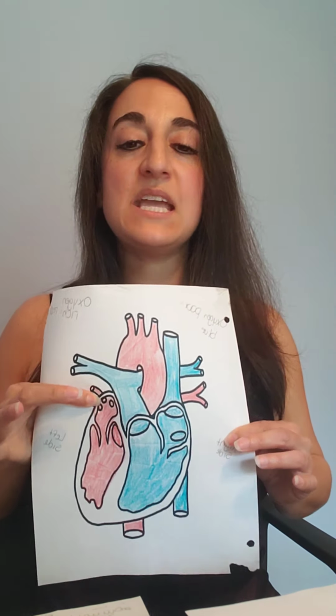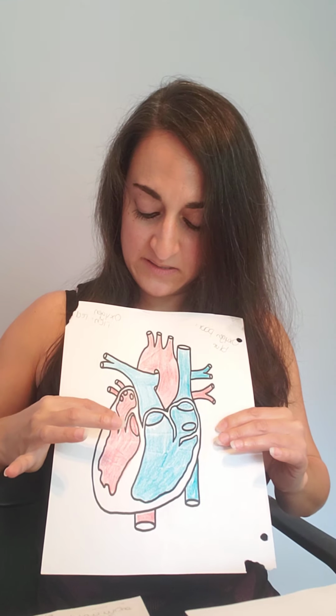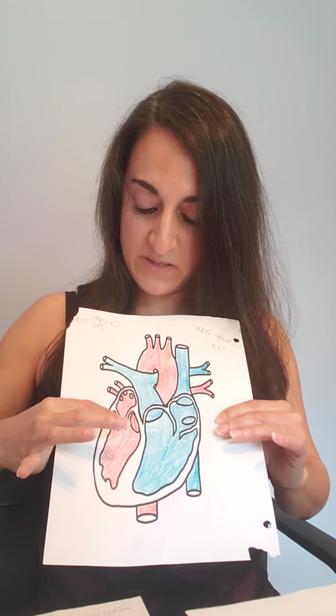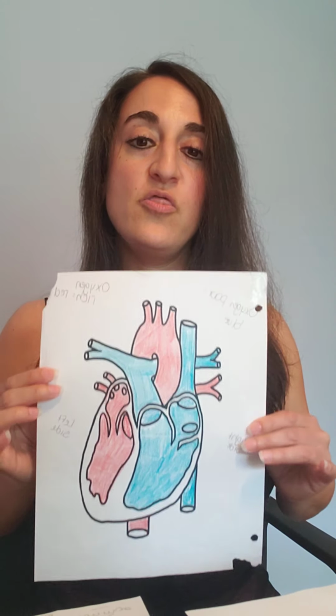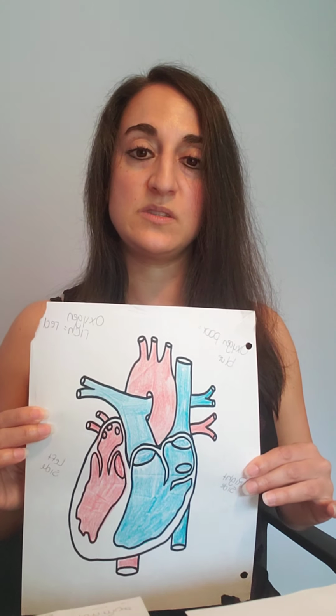That left atrium then opens, there's a valve that opens to pump the oxygen-rich blood from the left atrium into the left ventricle. From there, where does it go? It's going to go to your body cells through the aorta. Those are your two loops.